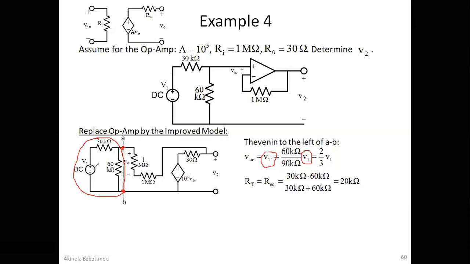So this voltage here will change from V1 to 2 over 3 V1. And then this will disappear once that happens, and you only have one equivalent resistance here. Since these are in parallel, it becomes 30 times 60 divided by 30 plus 60 to get your equivalent resistance, and that becomes 20 kilo ohm. So when you redraw that circuit, you're going to have something like this.